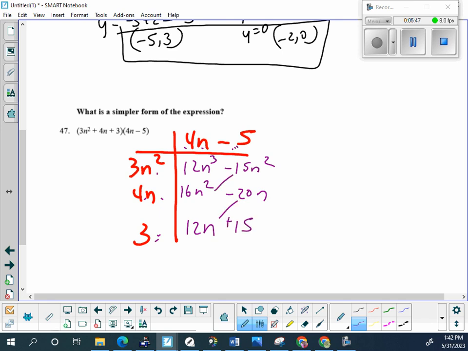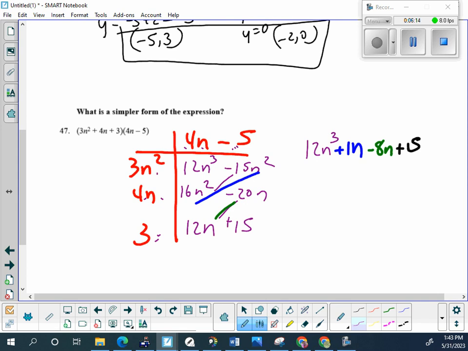I'm going to combine my diagonals, and my answer is going to be 12n cubed. Combining this here is going to give me 1n squared. Combining this one here is going to give me negative 8n, and then plus 15 to finish it off. Okay, I believe I did that right. Negative 8n, yes, is correct.